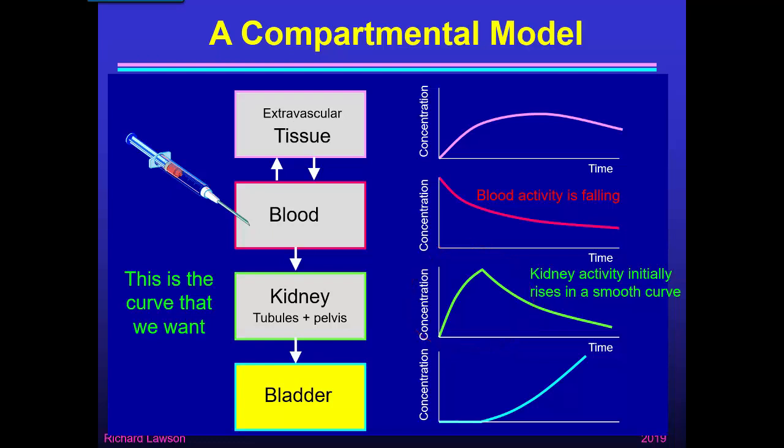So the model says that that's the shape of the curve that we expect for the renogram, and the blood should be falling all the time.